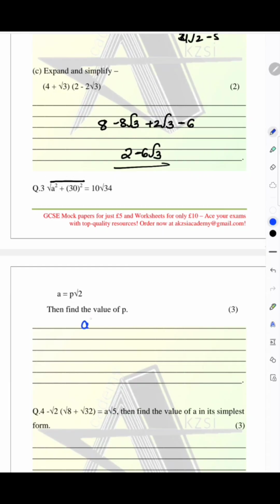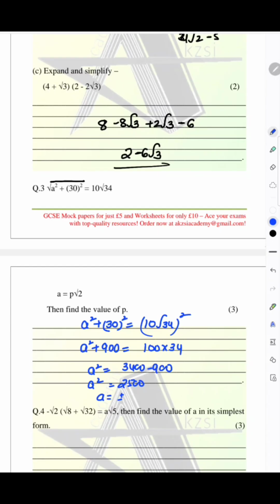a squared plus 30 squared is equal to 10 root 34 whole squared. This can be written as a squared plus 900 is equal to 100 times 34. a squared is equal to 3400 minus 900, which will give you 2400. So a will give you plus minus 50.